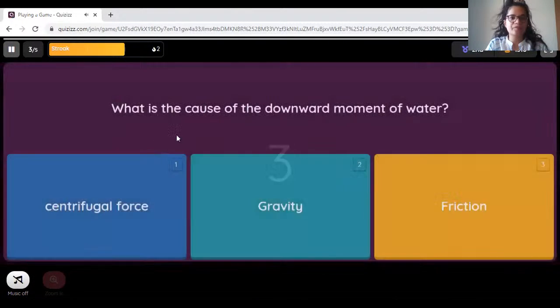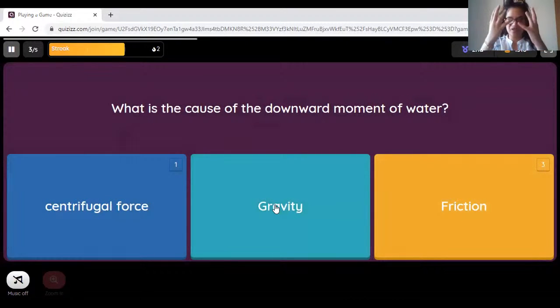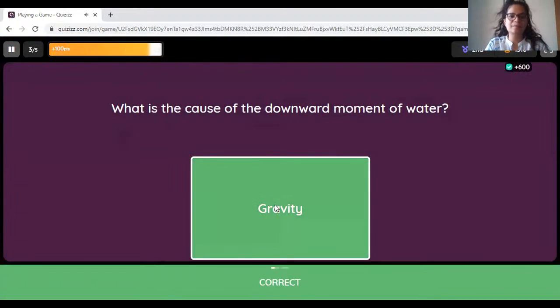Next question. What is the cause of the downward movement of water? We had this in the previous quiz as well. Is it centrifugal force, that is speed, circular motion so that everything gets separated? Did we do that? No, we did not touch it. Was it because of friction? Any friction taking place? No. Was it because of gravity? The law of gravity says everything falls down. So it moves downwards. Very good.